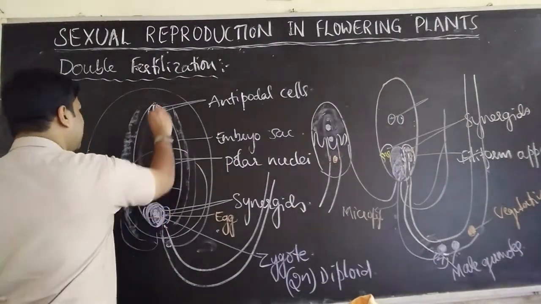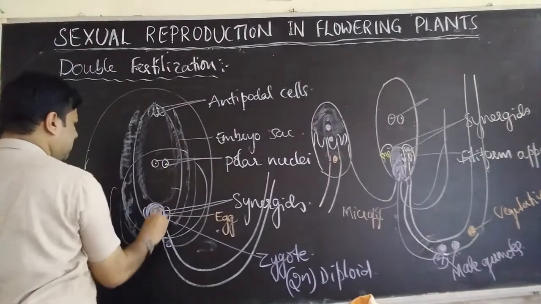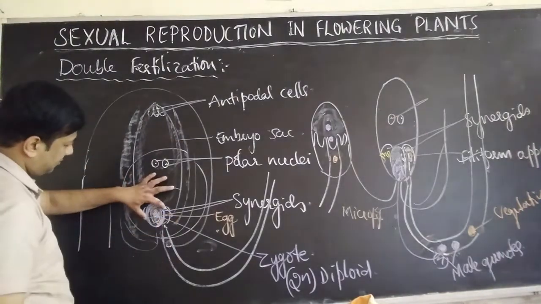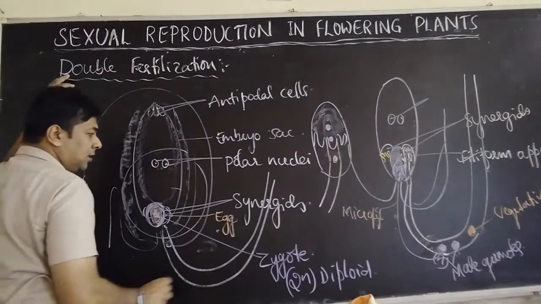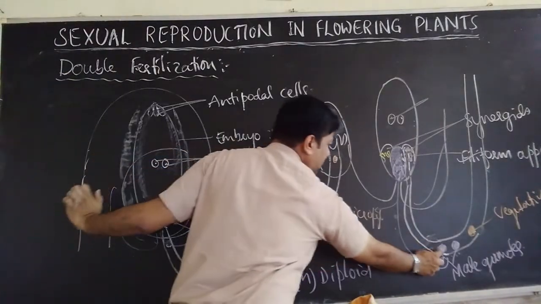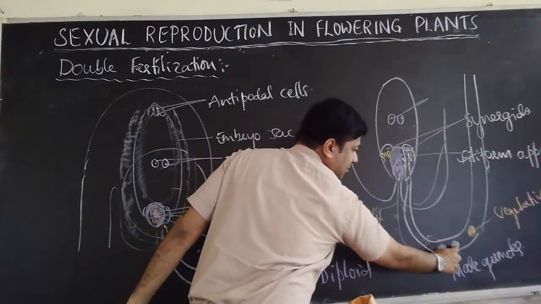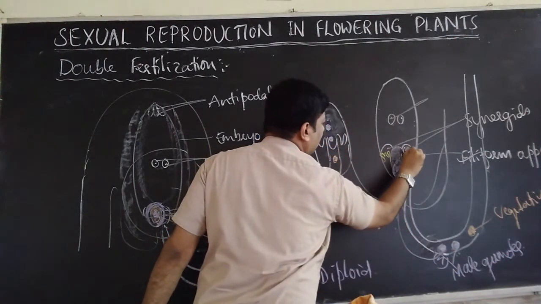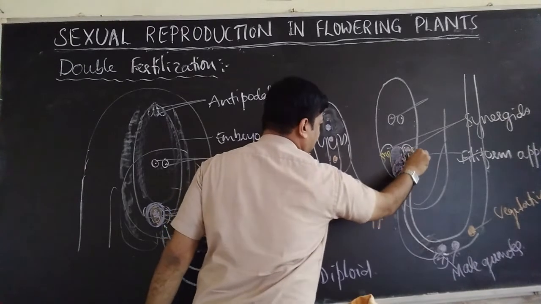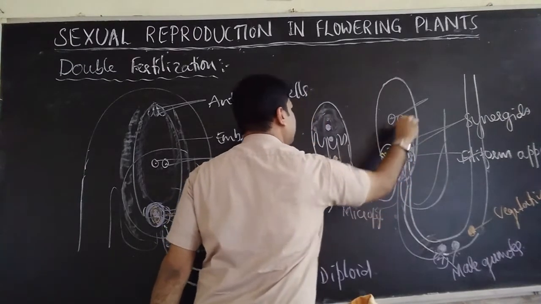Then what about the remaining part? Only this much we have learned. What about the remaining part, where one nucleus met the egg? What about the other nucleus? The other nucleus present here will go and meet the polar nuclei. One met here, the other one will go and meet here.